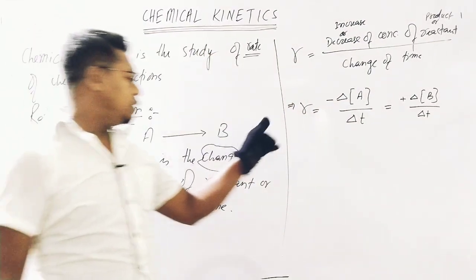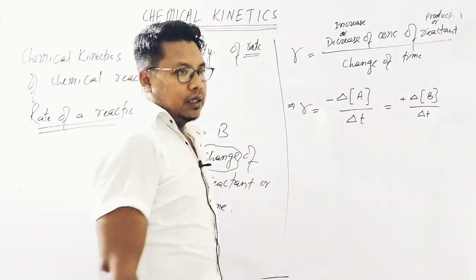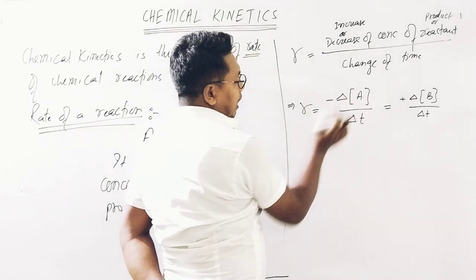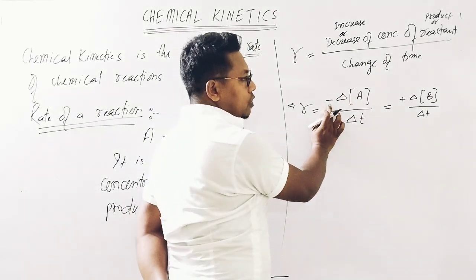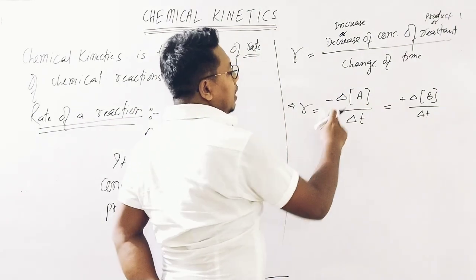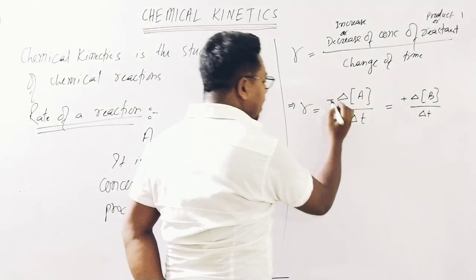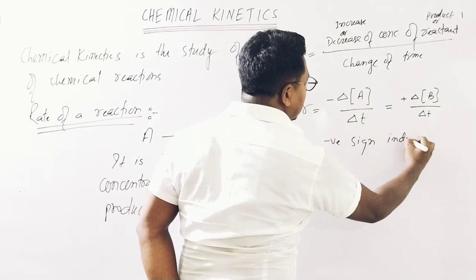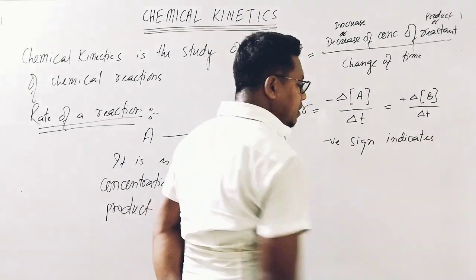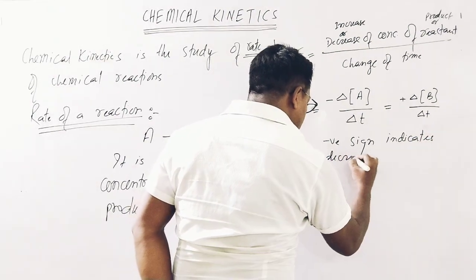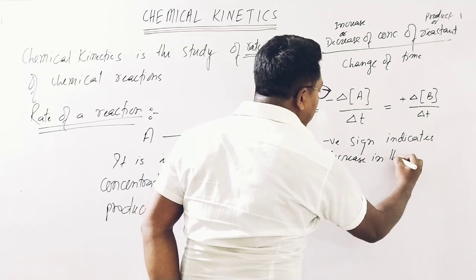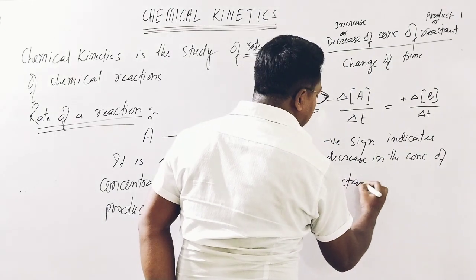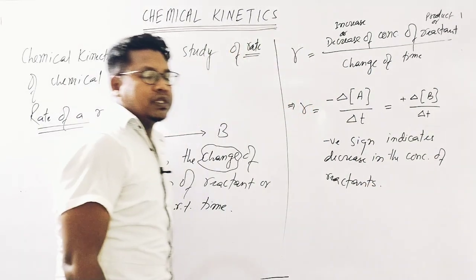Now rate is the speed, and speed cannot be negative. Actually, the negative sign is placed so that the rate becomes positive. The negative sign indicates the decrease in the concentration of the reactant; it represents the decrease.